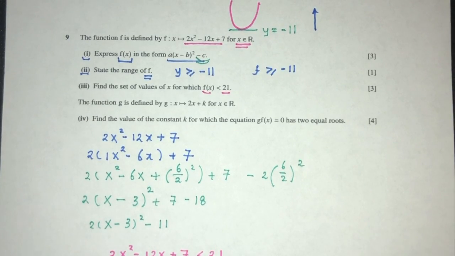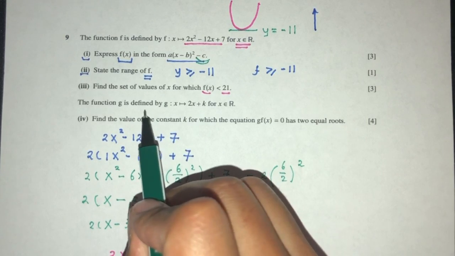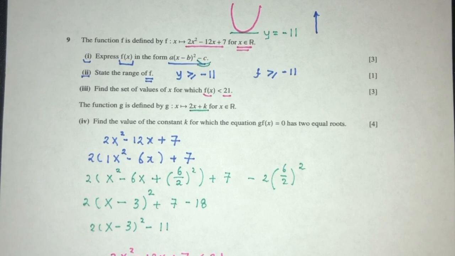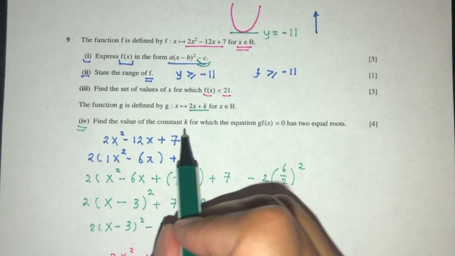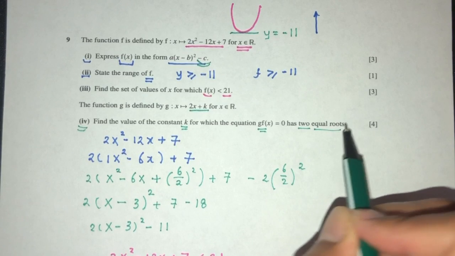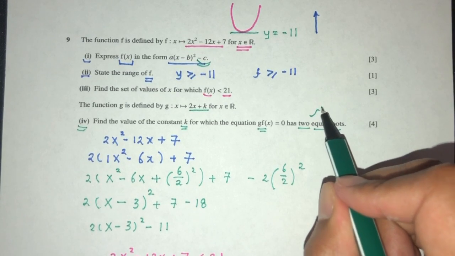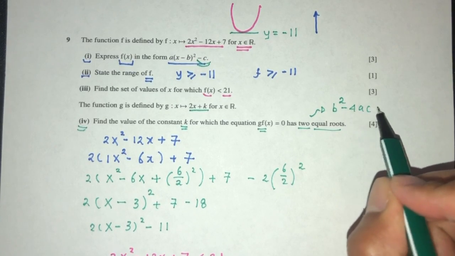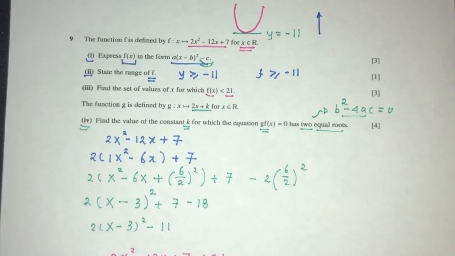Now, the function g is defined for you by this. 2x plus k. It is a straight line, as we can see. Now, part 4 of the question, we have to find the value of k for which the equation has 2 equal roots. So we have to understand, this is simply understanding the discriminant has to be equal to 0. So let's find this.